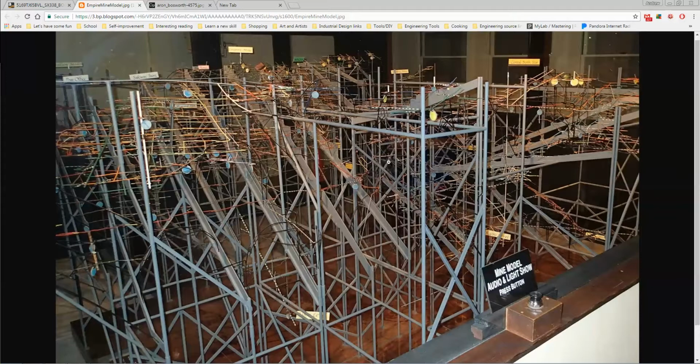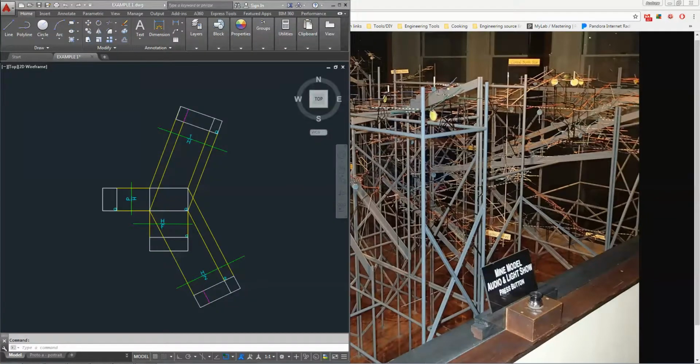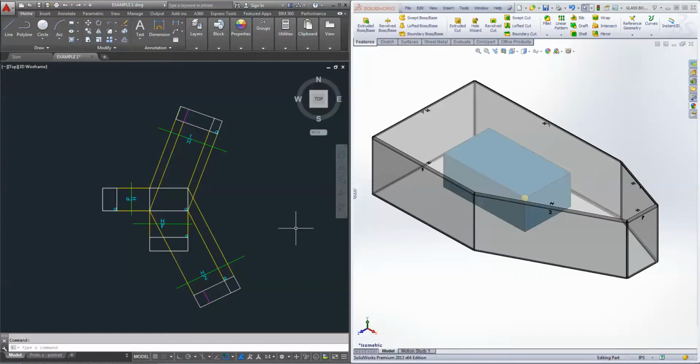Alright, enough with the history lesson. Let's talk about the screen layout for a minute. In all of our videos, we're going to do all the actual drawing in AutoCAD, which is always going to be on the left-hand side of the screen. On the right-hand side of the screen, we're going to have SOLIDWORKS running to help with our 3D visualizations of the objects we're working with.